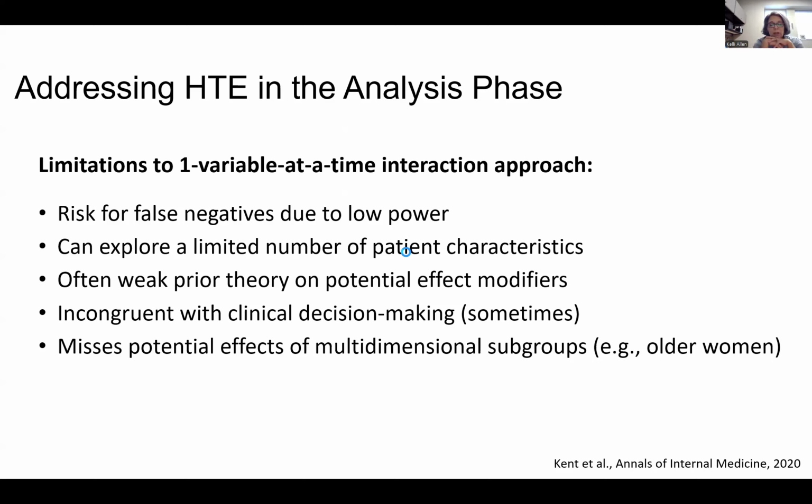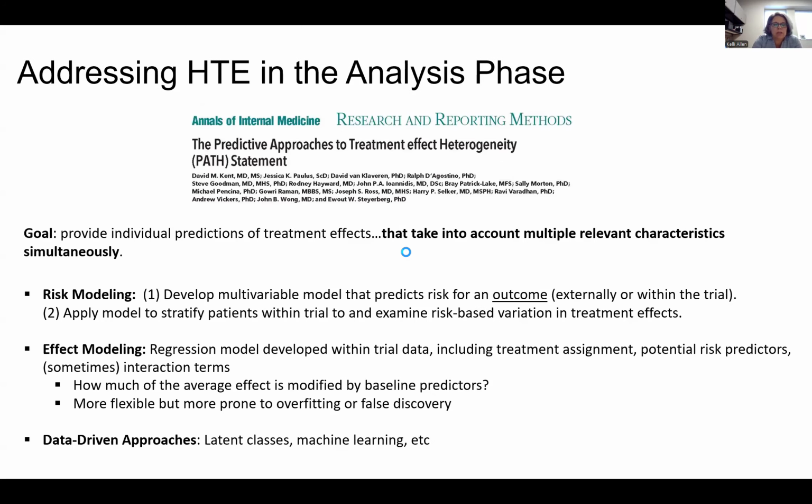This can be incongruent with clinical decision making. So if a clinician is trying to decide what the best therapy is, often it's not like, oh, well, if they're under age 65, this is going to be best, and if they're over age 65, that is going to be best. And then related to that, it misses potential effects of multidimensional subgroups. So maybe it's older women, for example, who do better with some sort of therapy. Again, not that this approach should never be used, but I just wanted to bring out some of those limitations.